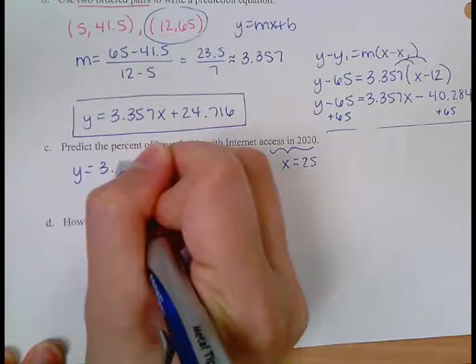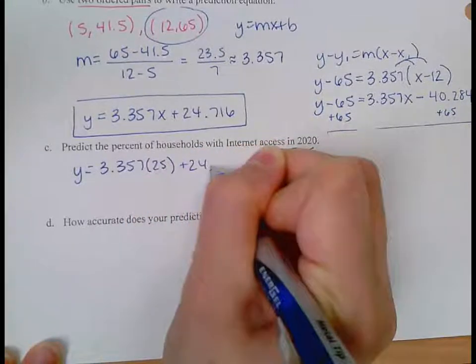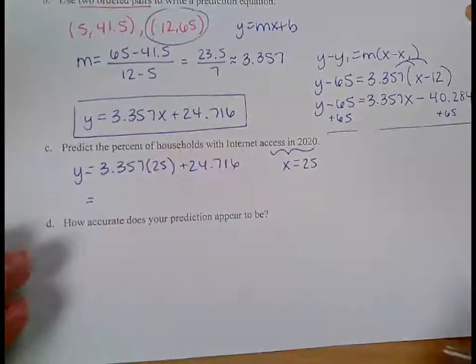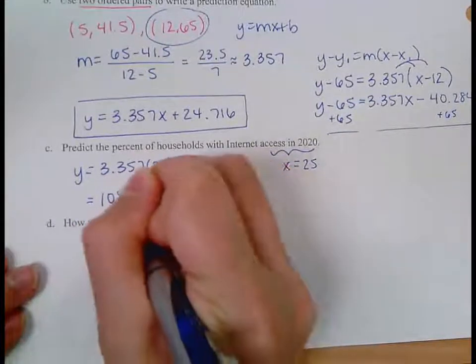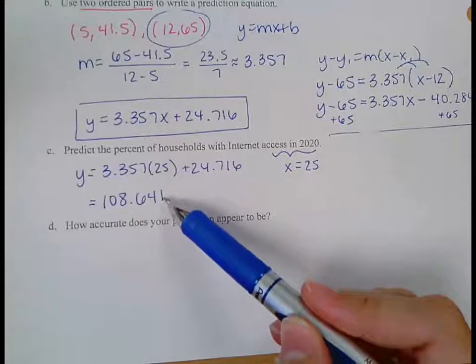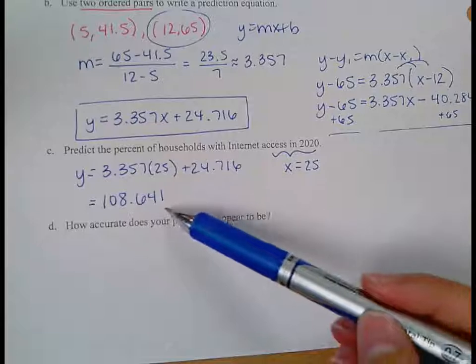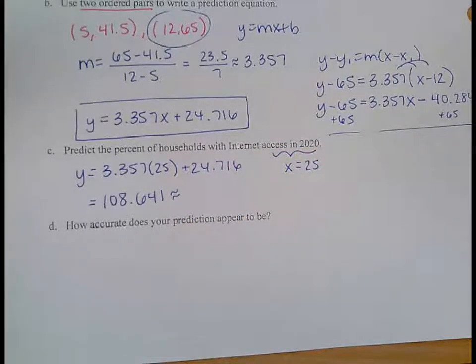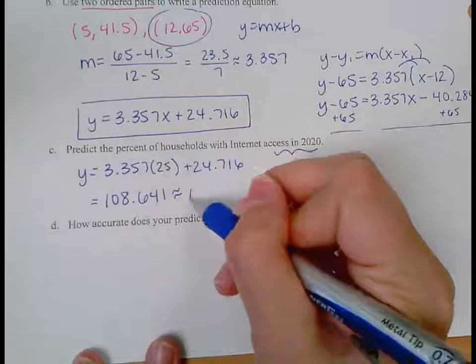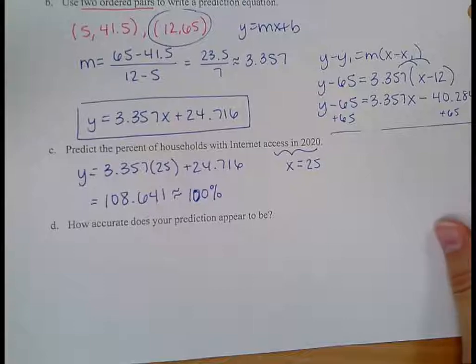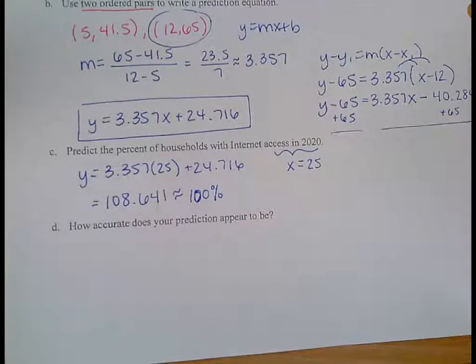So we'd have y equals, for mine, 3.357 times 25 plus 24.716. If I multiply that by 25 and add 24.716, now I get 108.641. Now, the units on my y value, it's a percent. Does it make sense to have over 100%? No. So I would take this to mean, and if this were to happen on a quiz or test, I would interpret this to mean 100%, because I can't go higher than that. I can't have over 100% of households. So according to my prediction equation, 100% of households would have internet access in 2020.